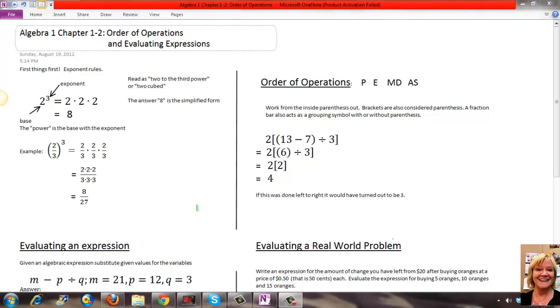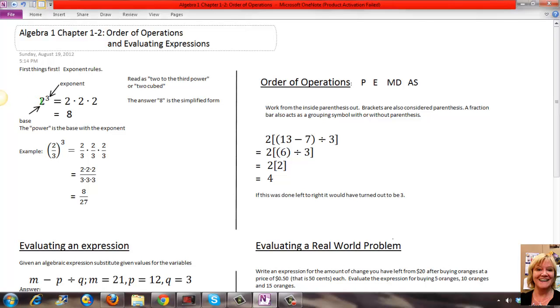My name is Ingrid Throgmartin and today we're going to go through Chapter 1, Section 2, Order of Operations and Evaluating Expressions. Now, first things first, you need to know your exponent rules. So, there's some words that you need to know.